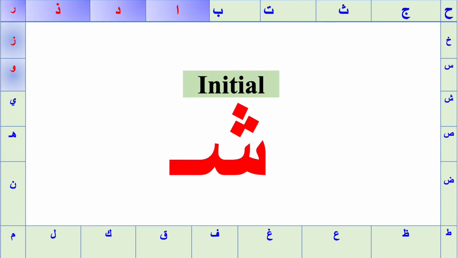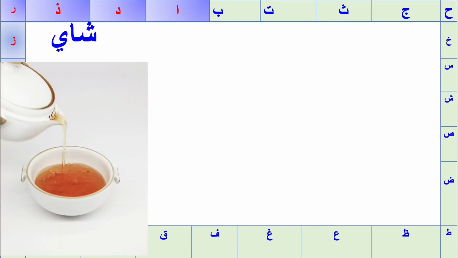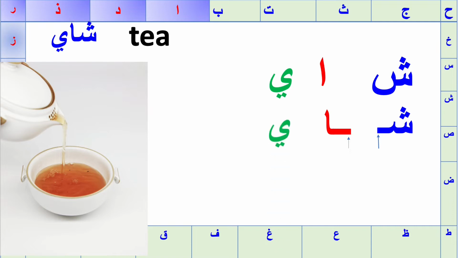We can distinguish the following shape. Let's have an example representing this shape. For example, we have the word shay, which means tea in English. These are the component letters: sheen, alif, ya. That's how they connect. The sheen will connect with the alif, and the ya will be separated because the alif cannot connect to the left hand side. The final written form of the word would be like this: shay.